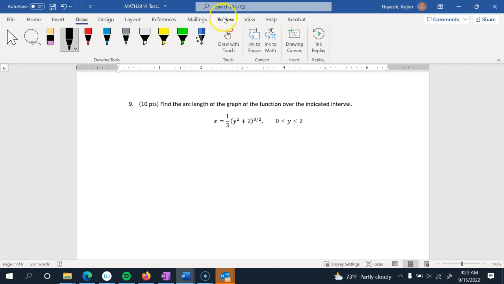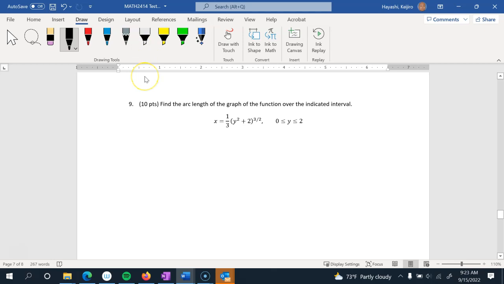Well, here we're given a function called x that is a function of y, and we're given bounds for y. So this is very likely going to be a dy integral. Let's just keep that in mind.